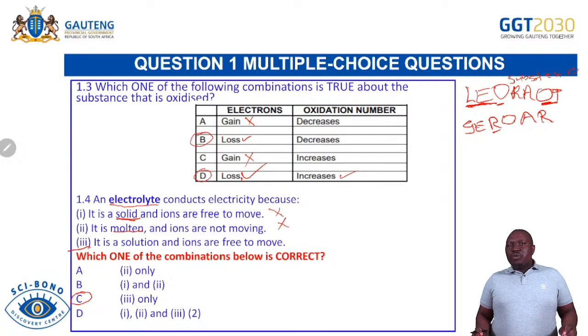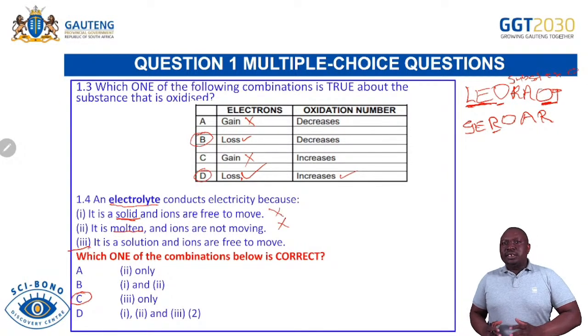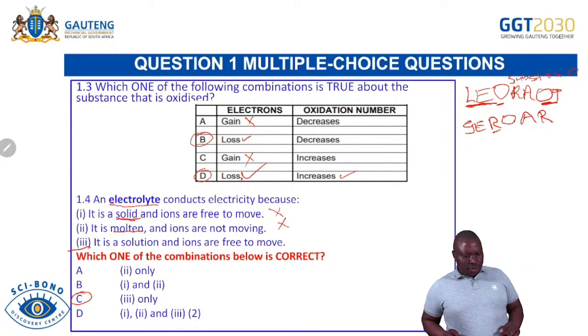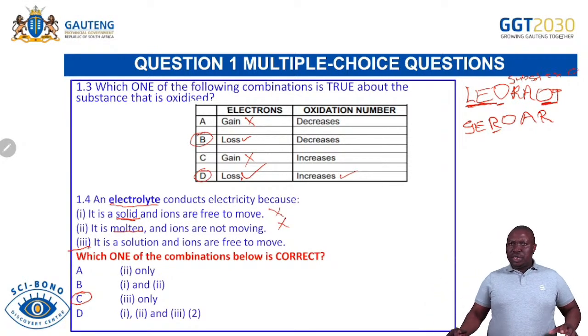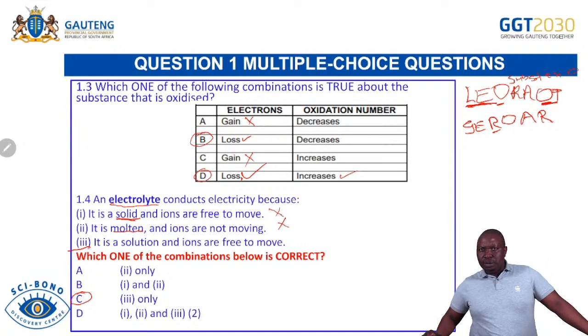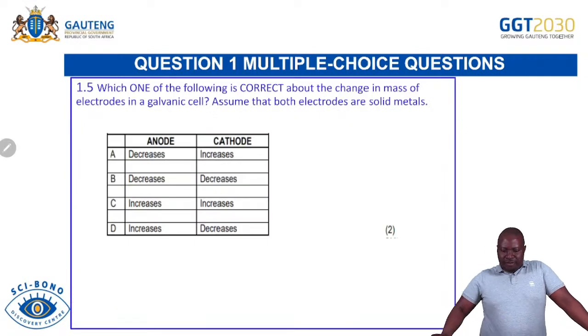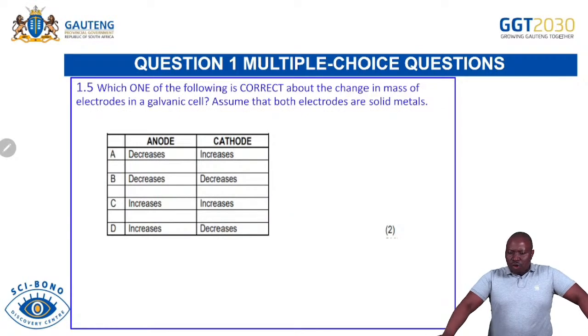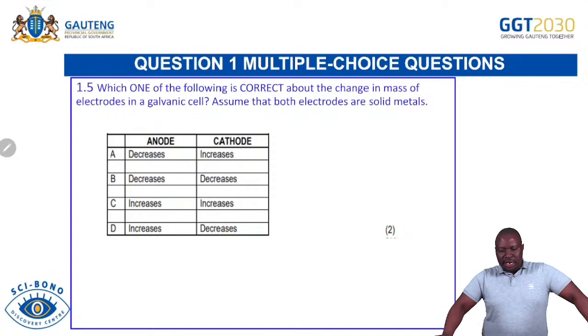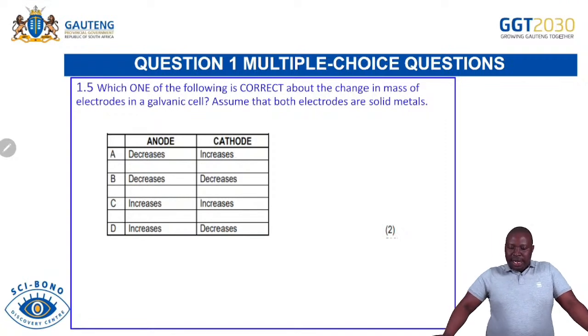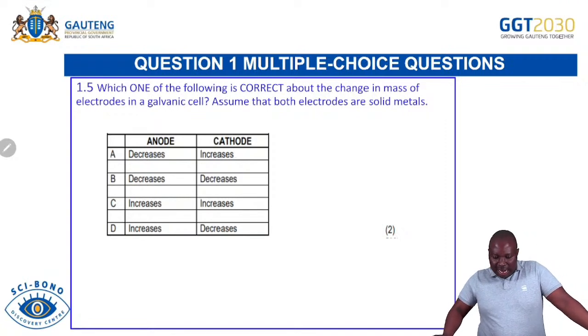So we can use definitions as well to ask you multiple choice questions. So it's good that you know all your definitions so that even when you get definitions in the multiple choice, they become easier. Now let's move to our next question, which is 1.5. The last multiple choice question in 2021 was: which of the following is correct about the change of mass of electrodes in a galvanic cell.